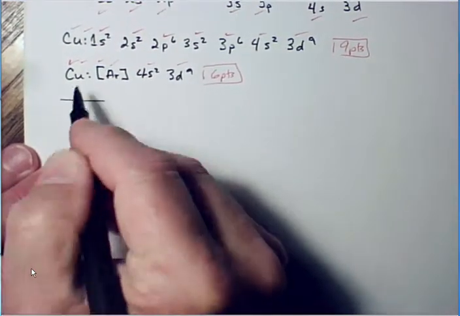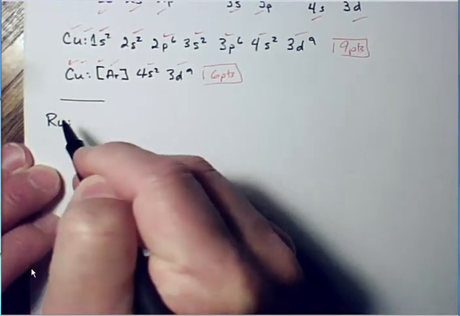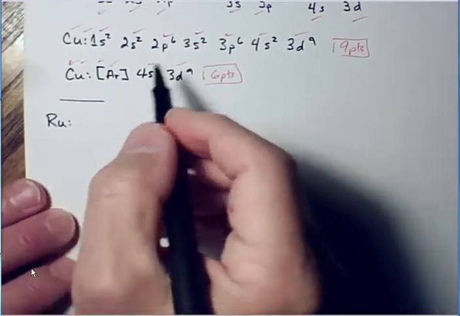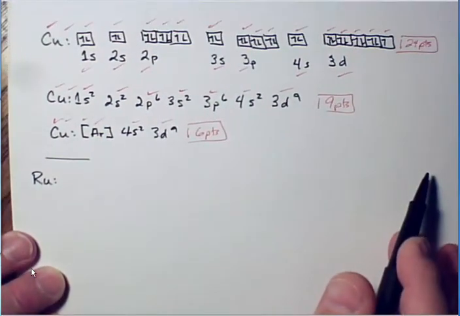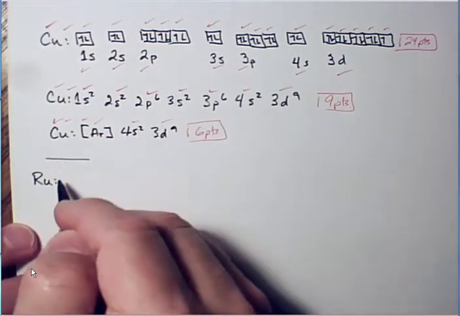All right, so this is ruthenium, Ru. Okay, and we got all this same stuff here. We're building. Every time we add a new element, we're building on the previous element. Okay?